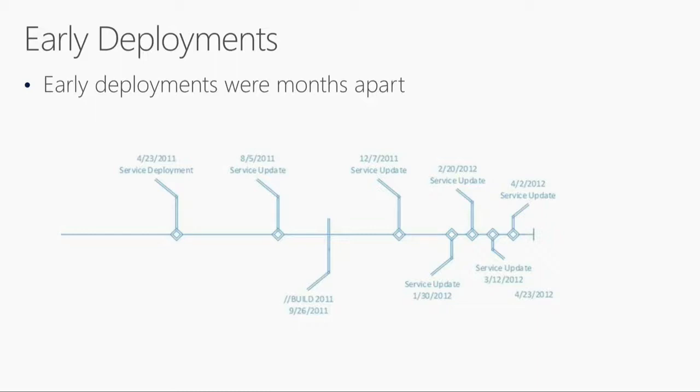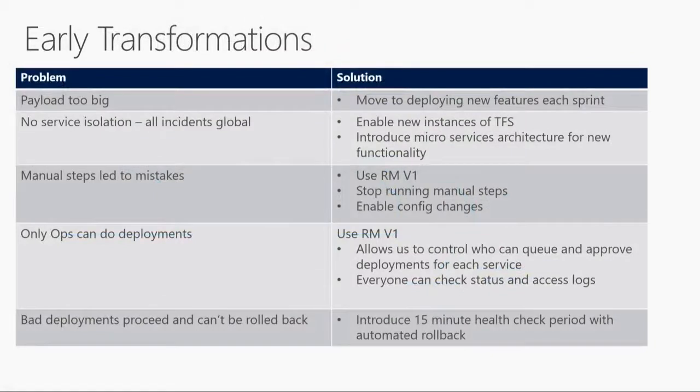So we learned that. You can see within a year we went to our Sprintly deployments, and it was really a big impetus on how poorly these deployments went to motivate us to deploy more frequently. So summarizing some of the problems we had in the early days, the transformations we made were these: big payloads, so we went to Sprintly 3-week deployments.